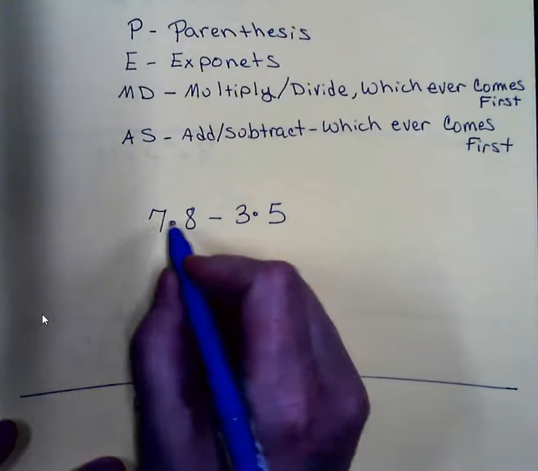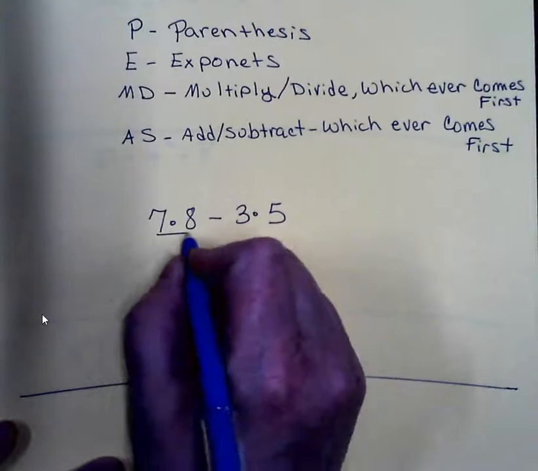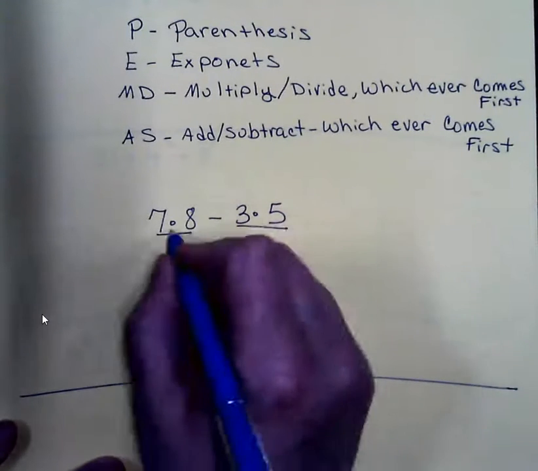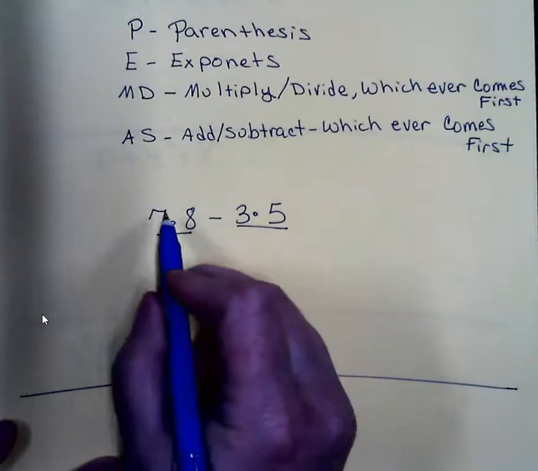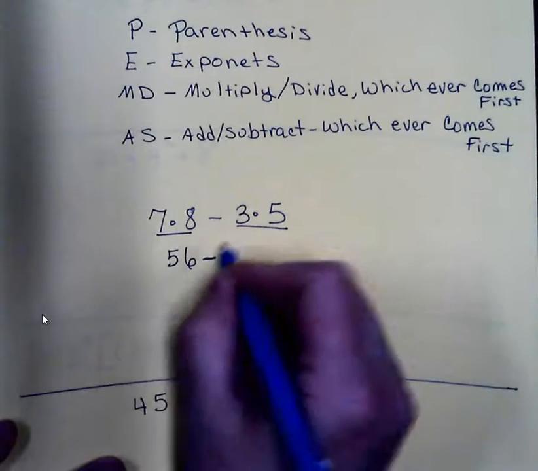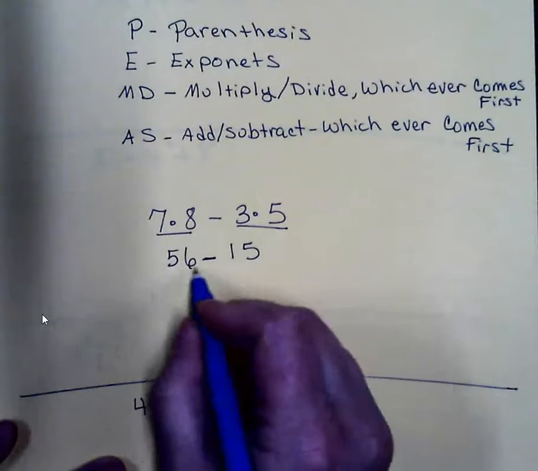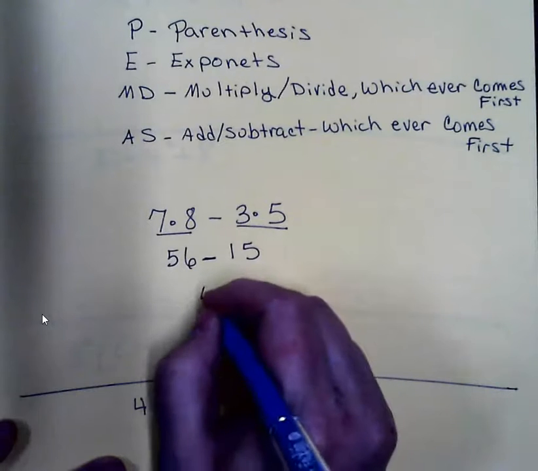Now, these are both multiplication separated by a subtraction sign. I can do both of these at the same time because they don't have anything to do with each other. So what's 7 times 8? 56. And what's 3 times 5? 15, and then 56 minus 15 is 41.